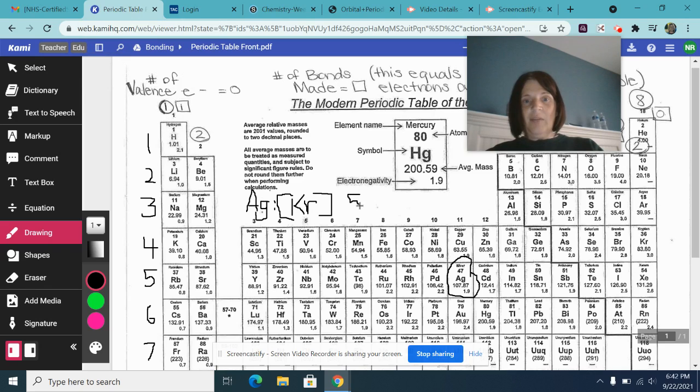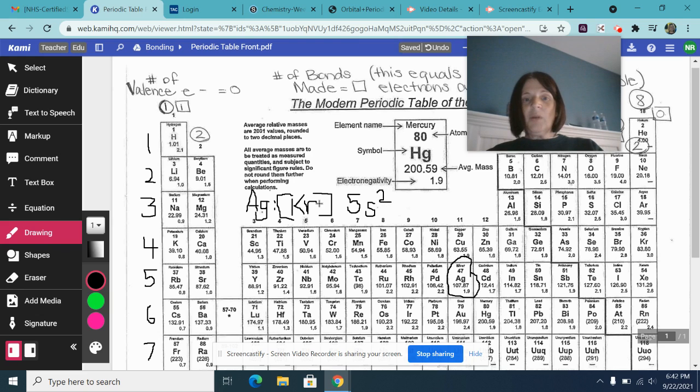So we are going to write down, we already have Kr in brackets, so now we're going to write 5 for the fifth energy level, and then we're going to write S2 for the electrons that are in that sublevel. And then we're going to go on.